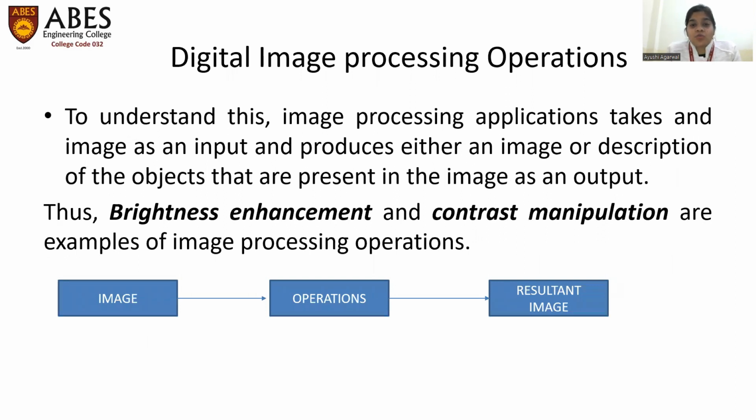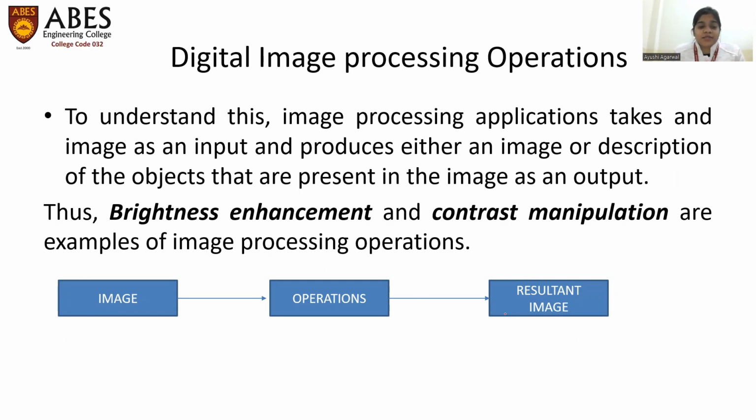Now let us see what digital image processing operations are. To understand this, image processing applications take an image as an input and produce either an image or a description of the objects present in the image as an output. So here is a block diagram I have shown over here.